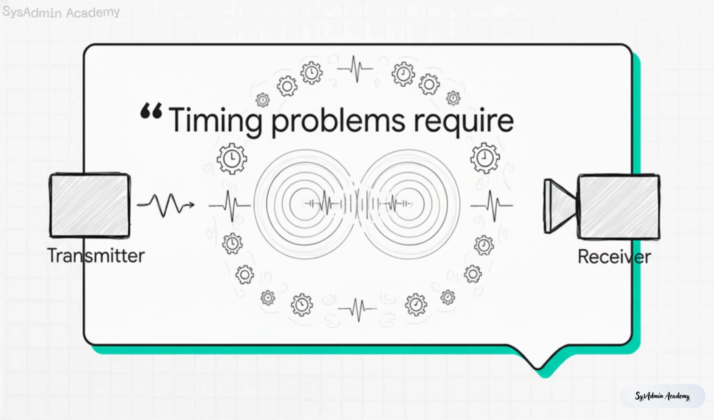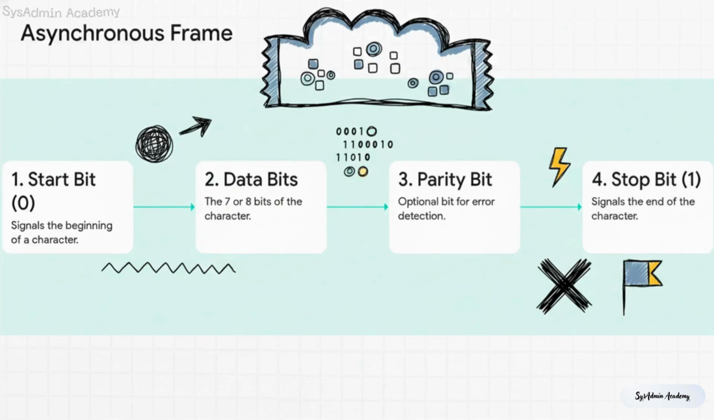Without some kind of shared timing, a shared heartbeat between the sender and the receiver, all that data just turns into meaningless noise. The receiver has to know the exact moment to look at the wire to read each bit. And this whole process of getting everyone on the same rhythm, we call that clocking or framing. So how do we solve this?